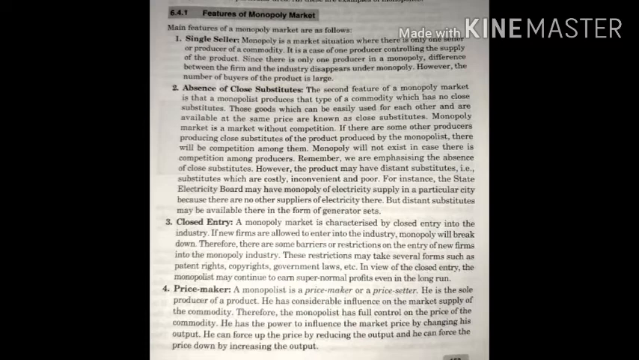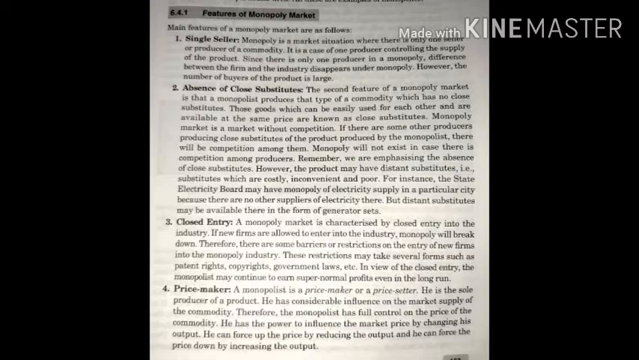Absence of close substitute. The second feature of monopoly market is that a monopolist produces that type of commodity which has no close substitute. Those goods which can be easily used for each other and are available at the same price are known as close substitute. Like we have already studied about complementary goods, substitute goods. Monopoly market is a market without competition. If there are some other producers producing close substitute of the product produced by monopolists, there will be competition among them. Monopoly will not exist in case there is competition among producers.